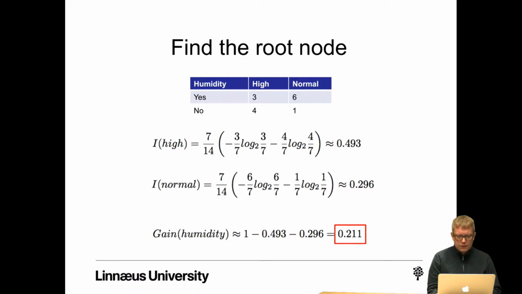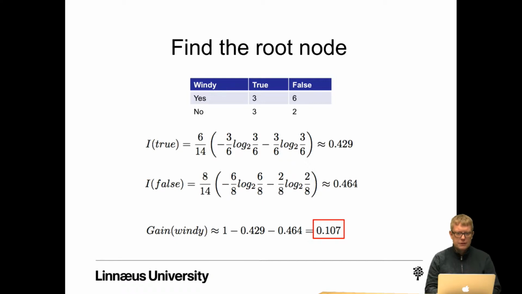High is in 7 out of 14 examples. 3 of those are in the yes category, 4 are in the no category, and the resulting value is 0.493. We do the same for normal and calculate the gain for humidity, which is 0.211. So just put the values into the formulas, not very complex.